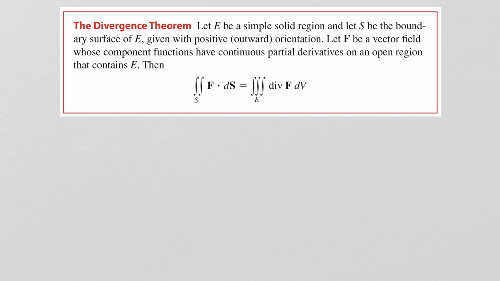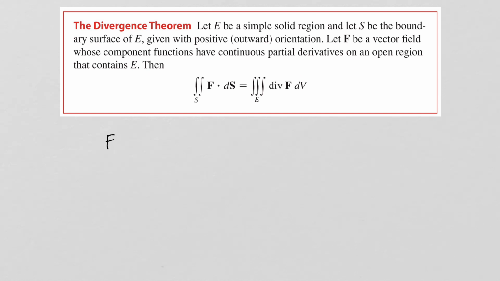Let F be a vector field whose component functions have continuous partial derivatives on an open region that contains E. If all these things are true, then the double integral of F dot dS over the surface S is equal to the triple integral over the region E of the divergence of F dV.